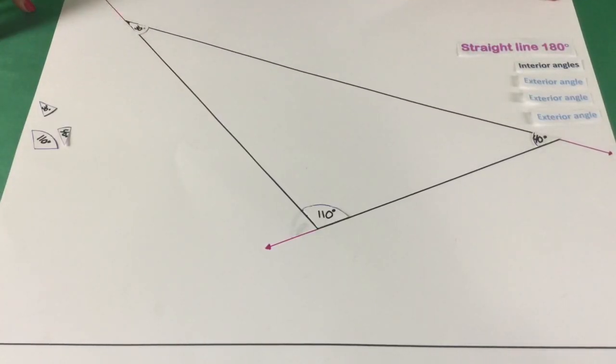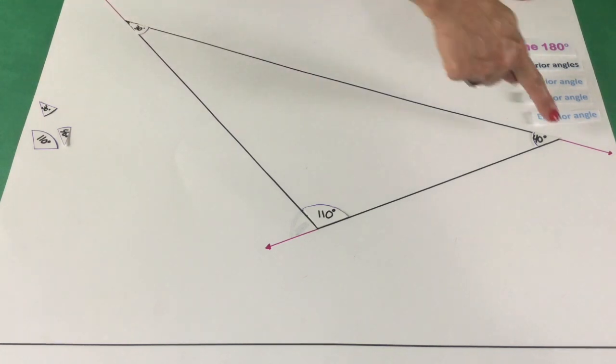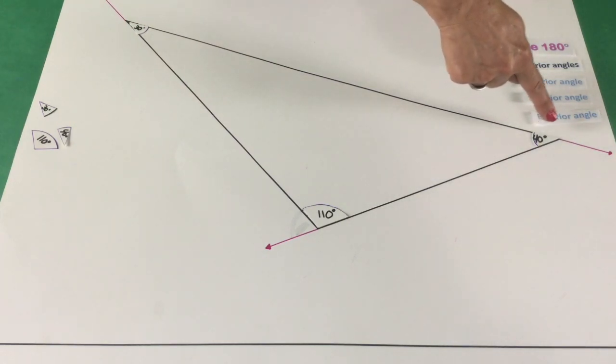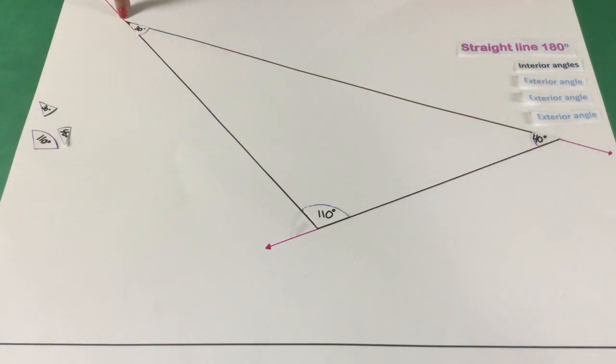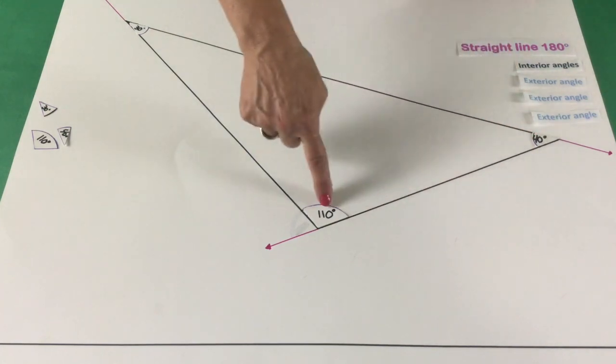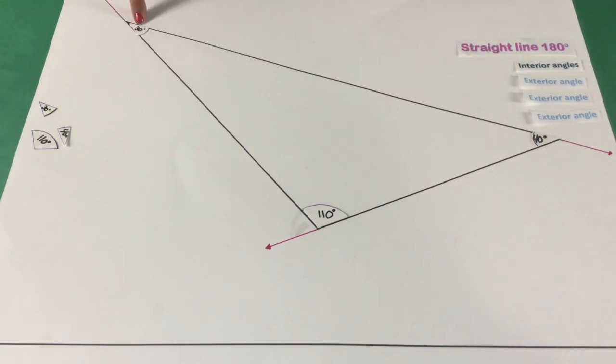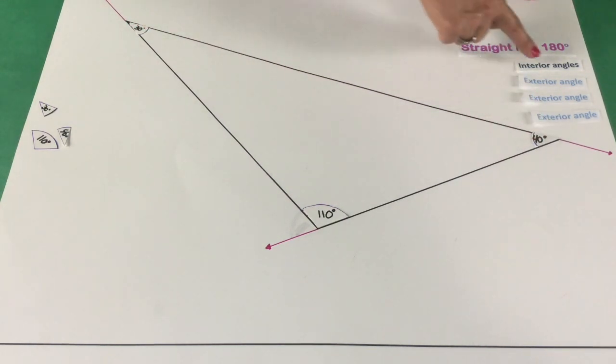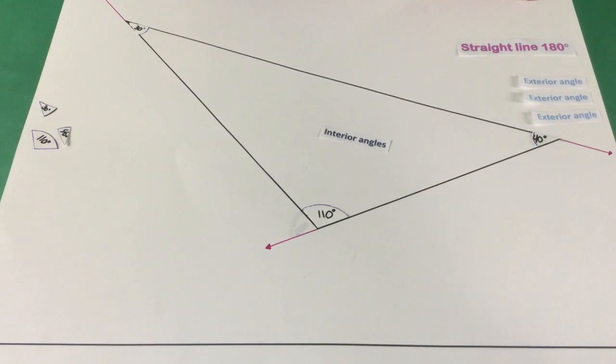Now let's look at this triangle. A triangle is called a triangle because it has three sides and three angles. One side, two sides, three sides. It's also called a polygon because it is a closed shape. It has three angles: 40, 110 degrees, and 30 degrees. We all know that the sum of the interior angles of a triangle equals 180 degrees. So all three angles are called interior angles.